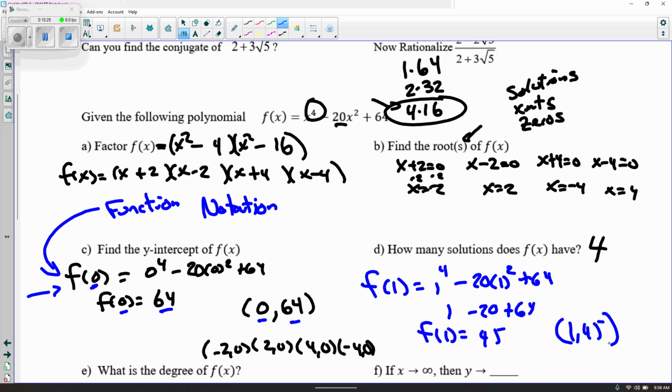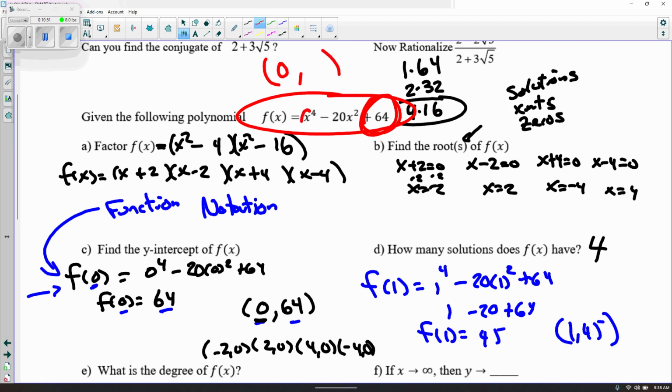I plugged in 0 for x. You plug in 0 for x to find the y-intercept. It happens to be, Mr. Houchins, in this case here, anytime you're in standard form, it is always that number. Because if I plug in 0 for x, it's going to be that back number. This is the function notation, so it's showing you that. Okay? There's your x right there. All right? So make sure you know how to find those. Okay.